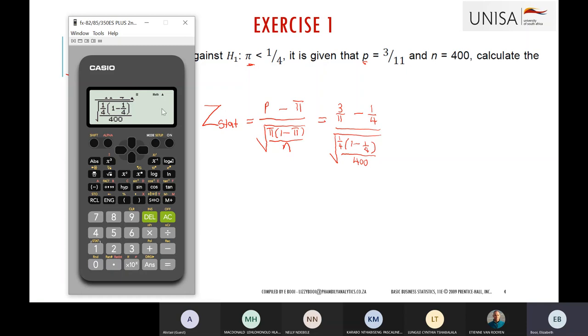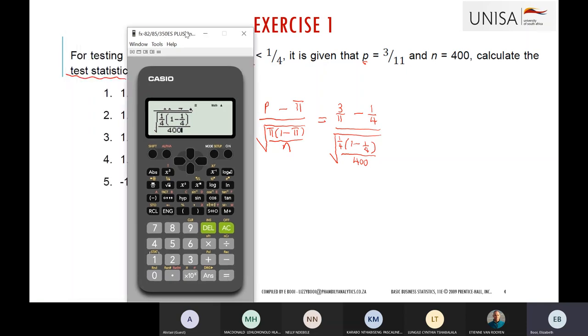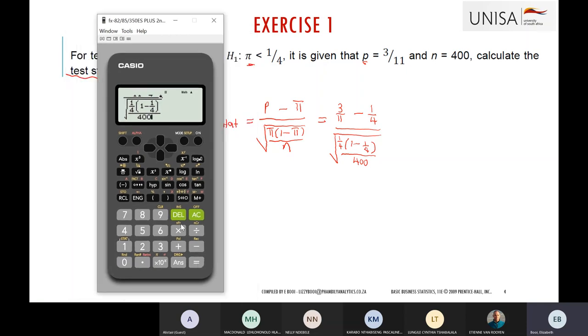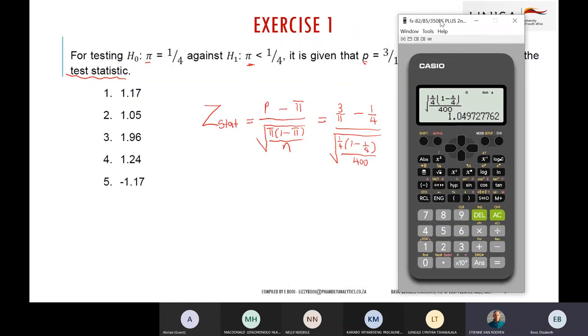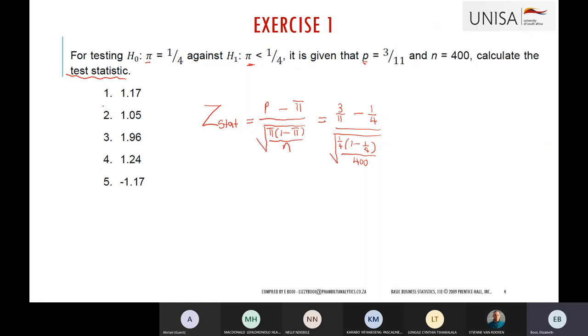And what do you get from your side? I will tell you what I get. I got 1.0497. That's the same as what you have. If we round it to two decimals, because our answers are to two decimals, then the answer is option 2.